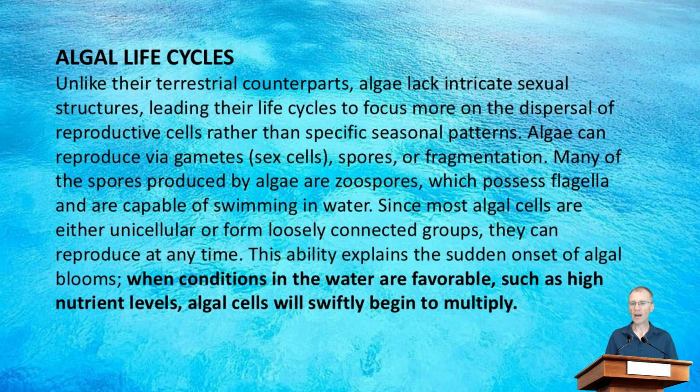Since most algal cells are either unicellular or form loosely connected groups, they can reproduce at any time. The ability explains the sudden onset of algal blooms. When conditions in the water are favorable, such as high nutrient levels, algal cells will swiftly begin to multiply.